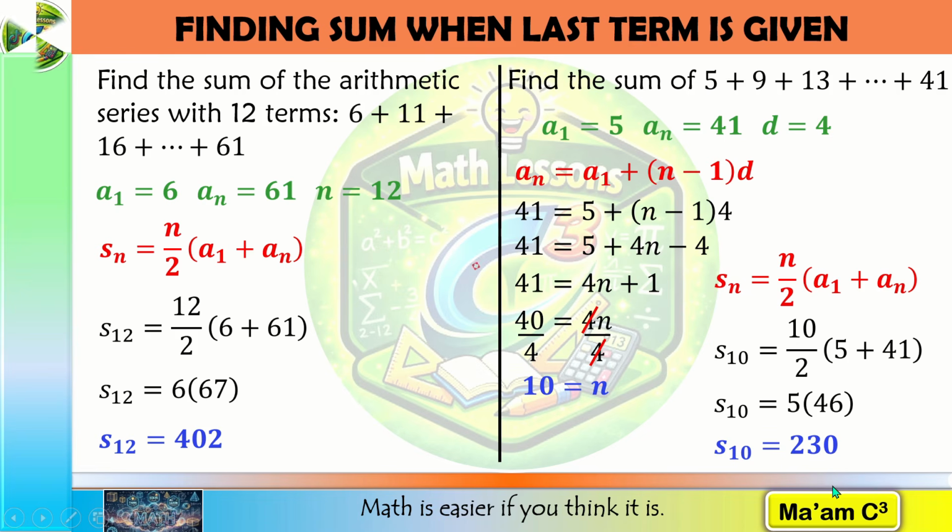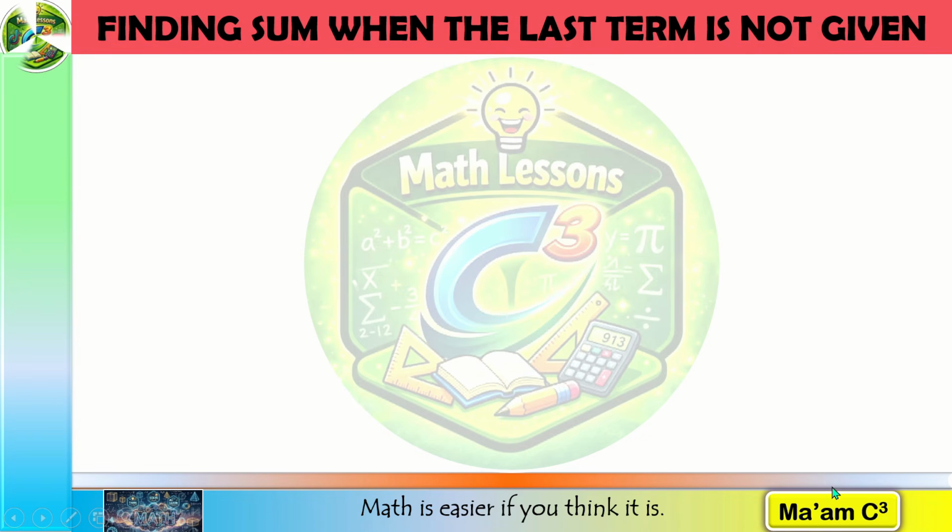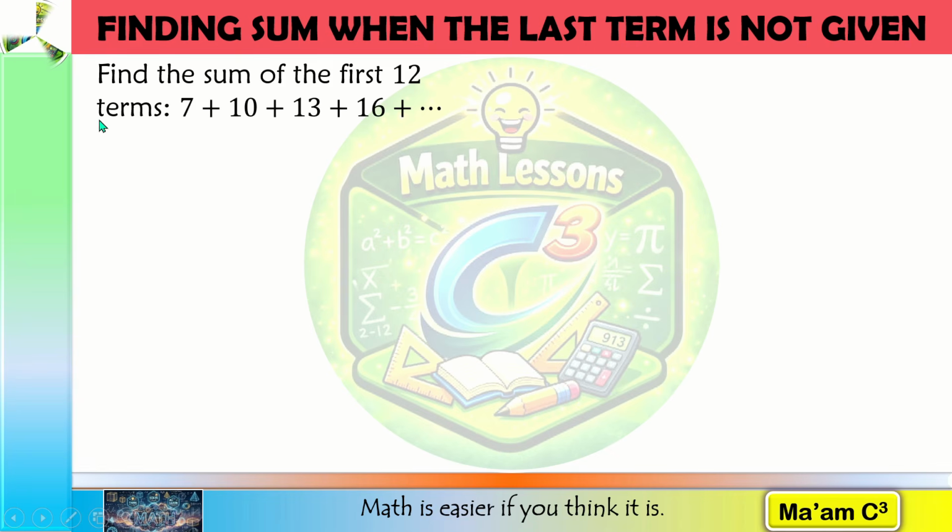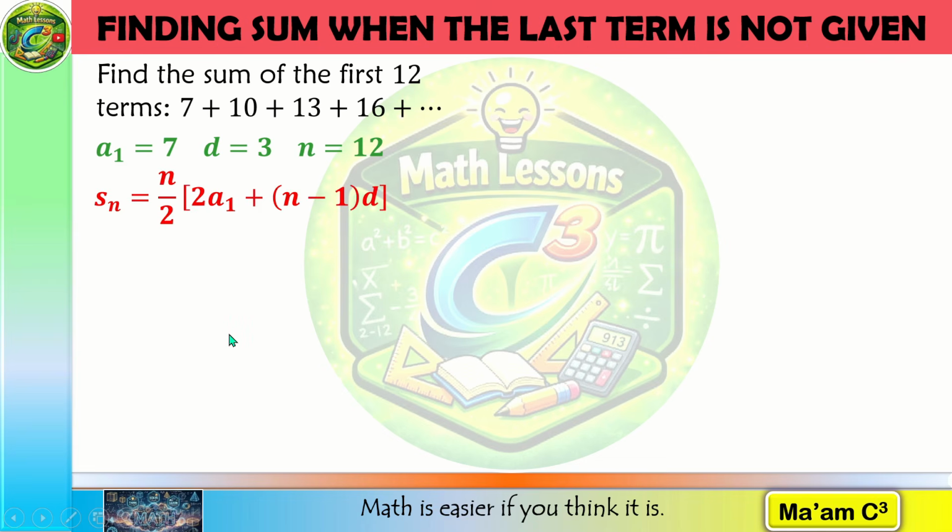Let's have some more, this time finding the sum when the last term is not given. Find the sum of the first 12 terms: 7 plus 10 plus 13 plus 16 and so on. We do not have the last term. We are given the first term, a sub 1, and then we know that the common difference is equal to 3. First 12 terms, meaning to say our n is equal to 12. Since we do not have the last term, we're going to use the second formula for our arithmetic series.